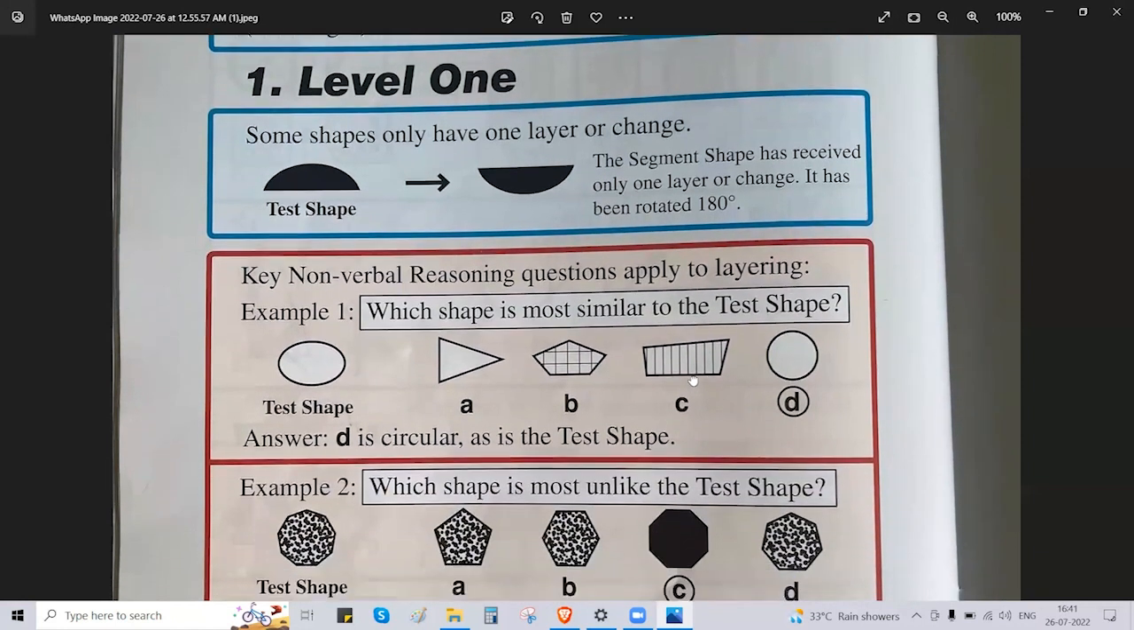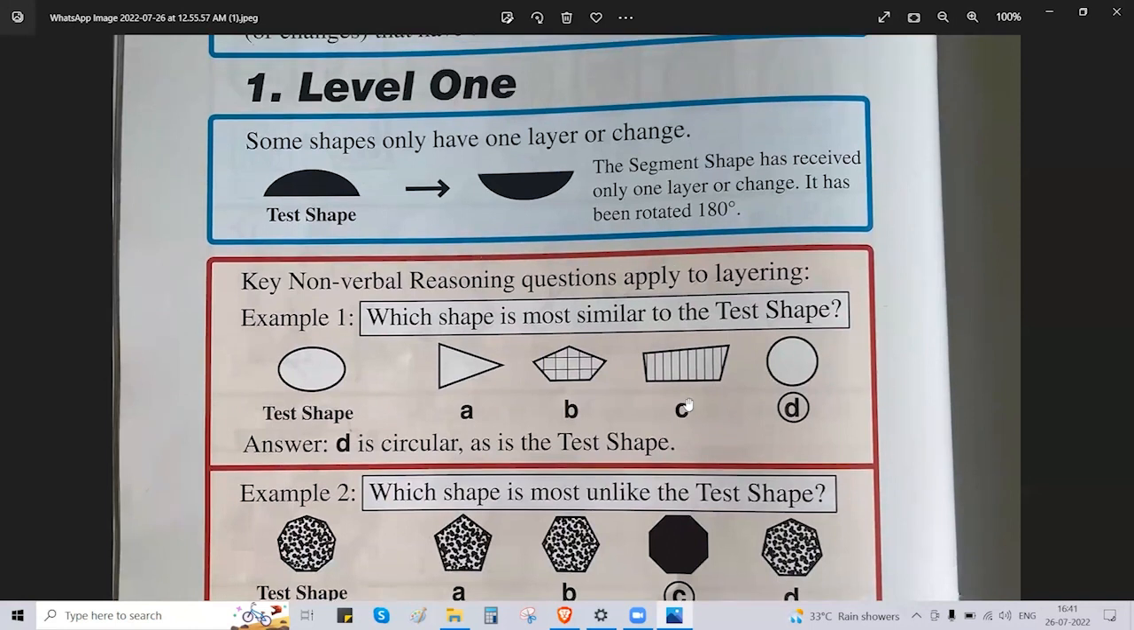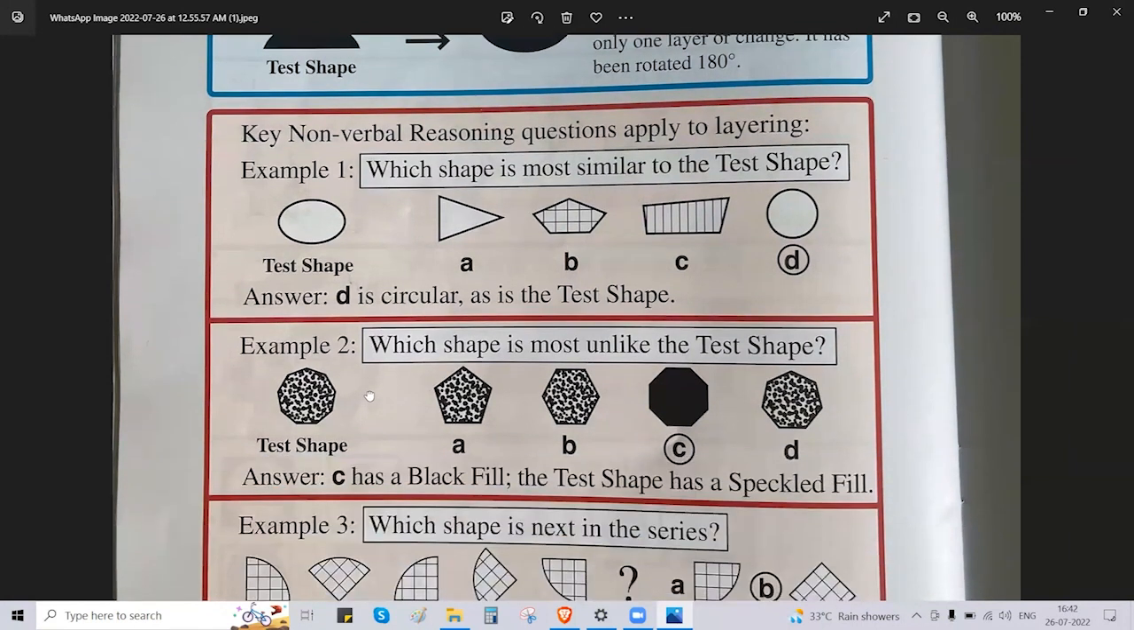Now let's see what's next. It says it's most unlike the test shape. The shape that's most unlike the test shape is C. Why C? Because it has a different fill. Exactly, that's right. So these two examples were pretty easy, isn't it? Yes. Level 1 changes are pretty easy because only one thing is happening.